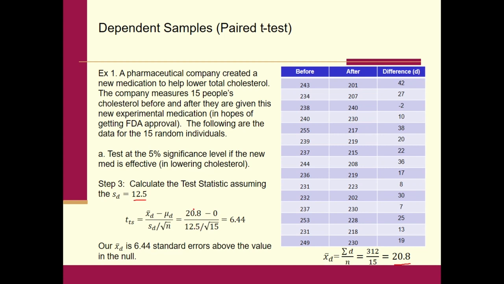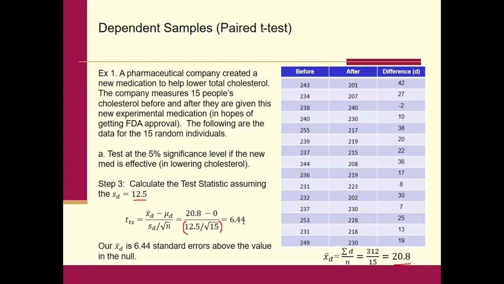Now remember, if you're going to do this all in your calculator at once, you may have to throw in some parentheses. You don't have to do this subtraction. You can just put in 20.8 and then divide by, and then put in parentheses 12.5 divided by the square root of 15, close the parentheses.